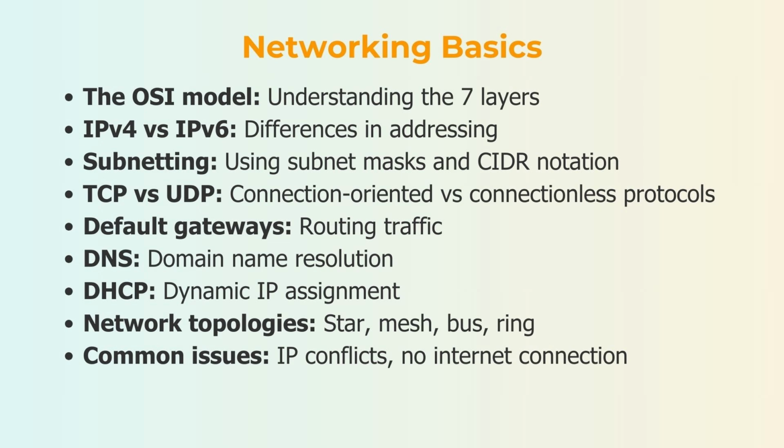The TCP/IP model is crucial too. TCP, Transmission Control Protocol, is reliable but slower, but it ensures data is received correctly, while UDP, User Datagram Protocol, is faster but doesn't guarantee data delivery. Be sure to study how default gateways, DNS, and DHCP work together to keep network devices communicating properly. Finally, you'll learn how to troubleshoot common network issues like IP conflicts, slow network speeds, or no internet connection. Being able to diagnose network issues is a key skill for the Core 1 exam.